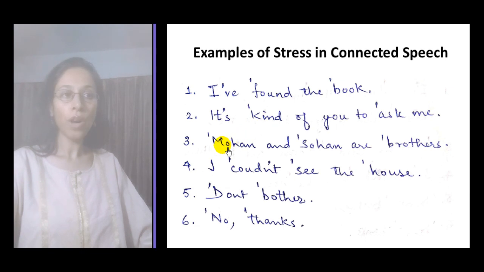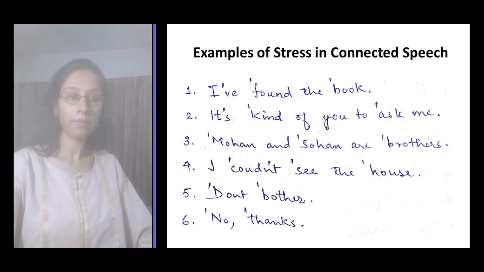Next one, Mohan and Sohan are brothers. So Mohan, Sohan and brothers would gain prominence in the sentence. Next one, I couldn't see the house. Next one, you have don't bother. Both are stressed. Next one is no thanks. Right? So this is how stress functions in connected speech.